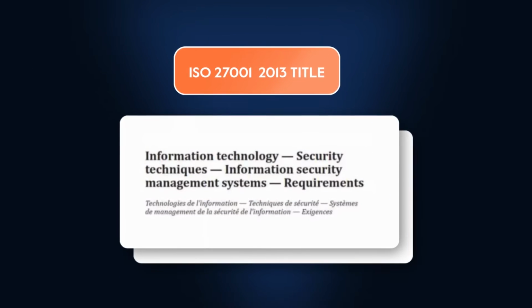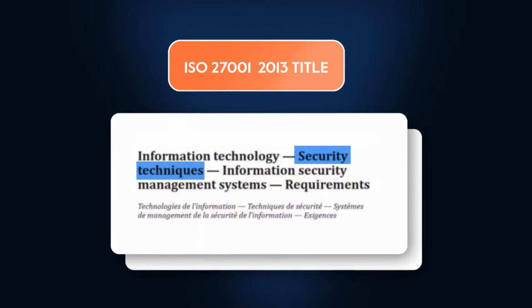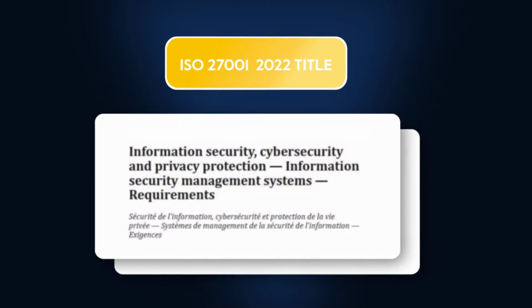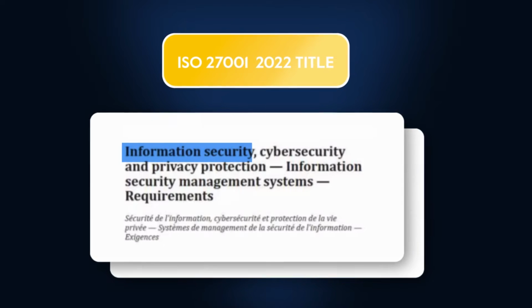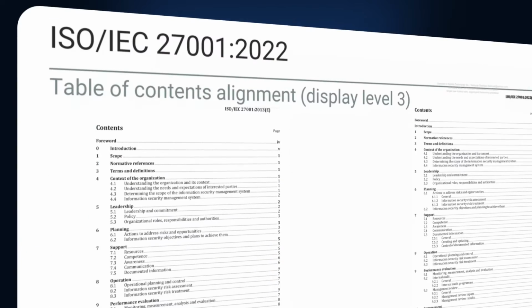Let's start with the small changes first. The name is the first noticeable change that you take into account. While the title of the 2013 version used to be ISO IEC 27001 Information Technology Security Techniques, the 2022 version has a brand new title, ISO IEC 27001 Information Security, Cybersecurity and Privacy Protection. This name change is in line with the more holistic nature that ISO 27001 has come to encompass when it comes to data security. The second change is the length.